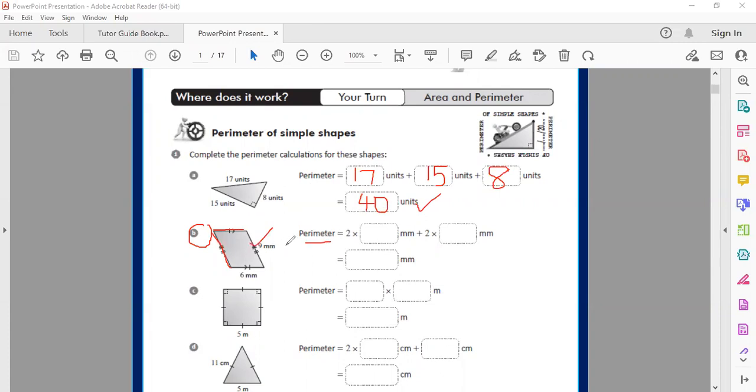Now, how do I find the perimeter? 2 times what? Plus 2 times what? So 2 times one of the sides, which is 9. And then 2 times the other side, which is 6. So what's the total answer? 18 plus 12, which is 30 millimeters. Wait, isn't it 18? And is this 12? So altogether, you get 30 millimeters perimeter.